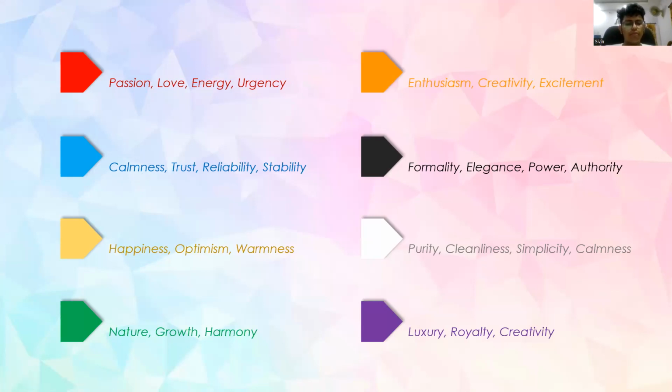And yellow has the emotion of happiness, optimism, warmness. Green conveys the emotion of nature, growth, harmony. Orange has the emotion of enthusiasm, creativity, excitement. And black has the emotion of formality, elegance, and all. White shows purity, cleanliness, calmness, and also violet has the luxury, royalty, and creativity. So the designer has to make a thorough study on the users so that he can understand who all are using, and depending on that he can select the color theme of the website he is designing.